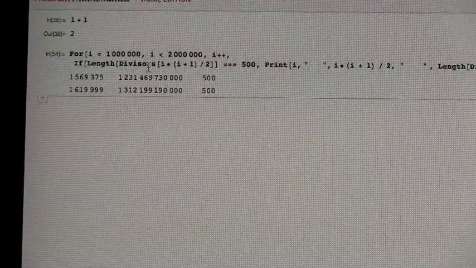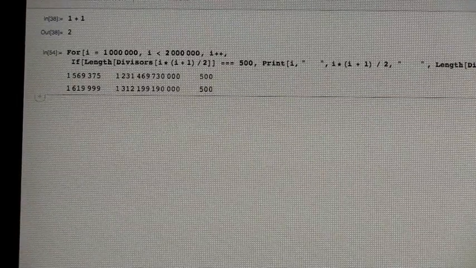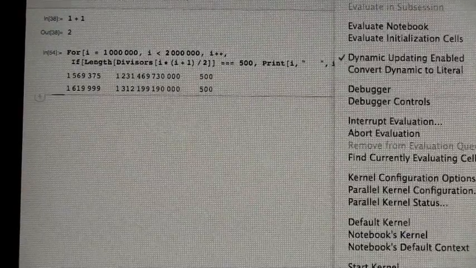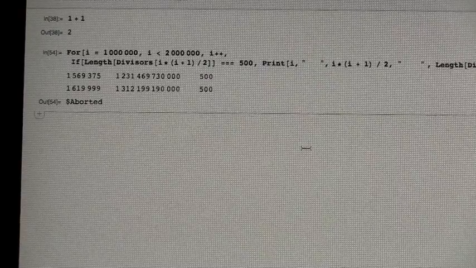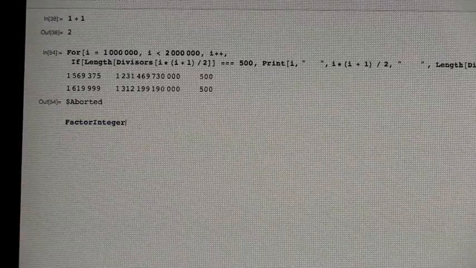It's still running on the list of triangular numbers. I'm going to stop it running now that we found a couple. And let's do factor integer on those numbers.